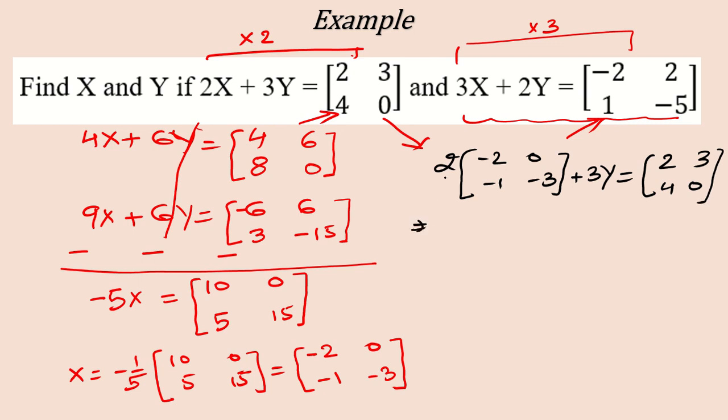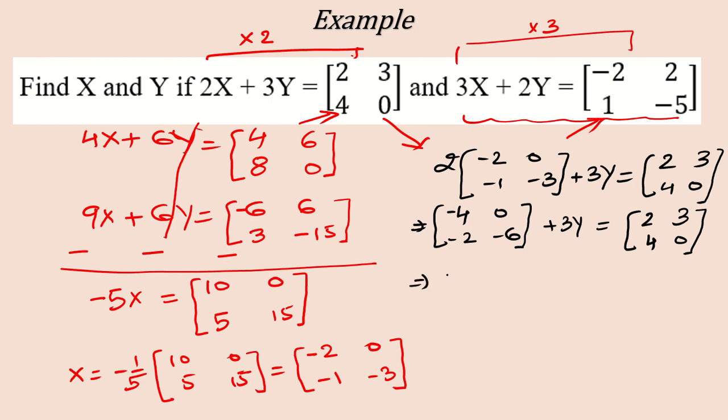2 will be multiplied inside, so it will be 2 times minus 2, minus 4, 0, minus 2, minus 6. Plus 3y is equal to 2, 3, 4, 0. I am doing the calculation in a little hurry because I have to cover multiplication also, which is a big topic of matrices. So 3y is equal to, this matrix will go in the subtraction, so it will be 2, 3, 4, 0 minus minus 4, 0, minus 2, minus 6.